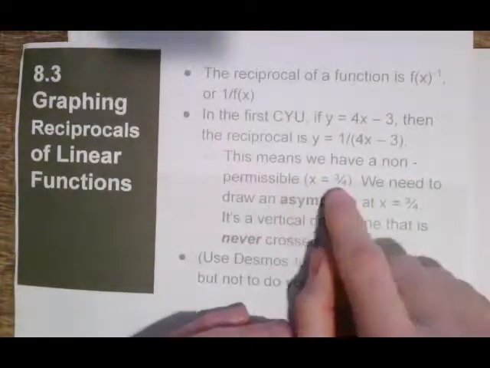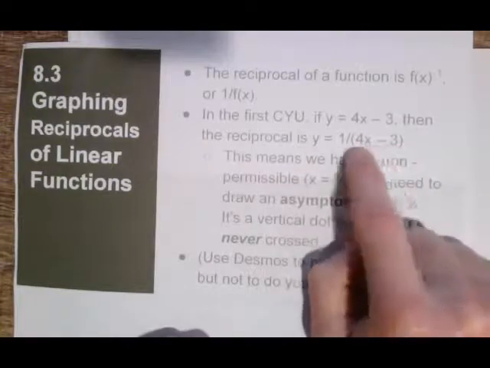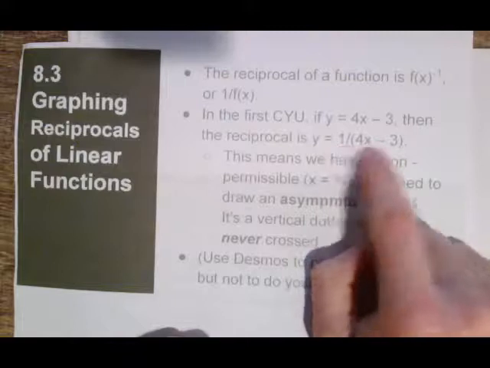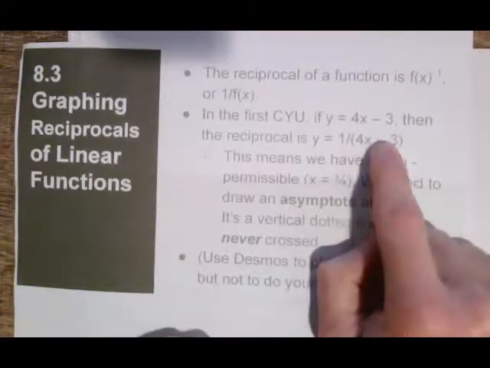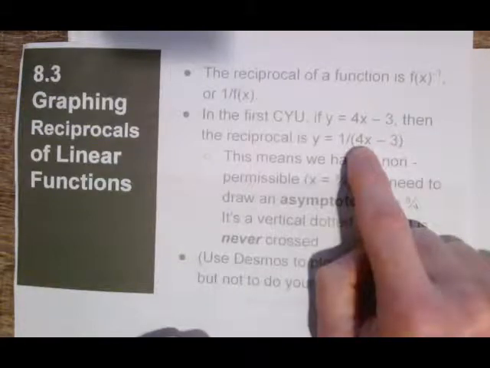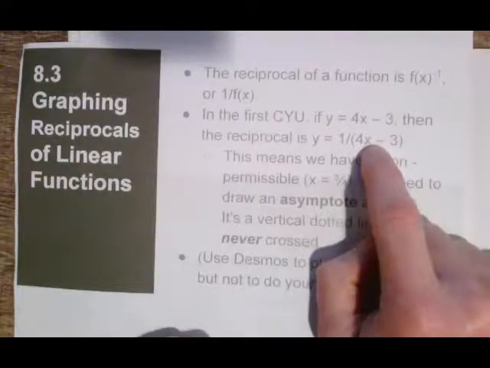That means we have a non-permissible x equals 3/4, right? Because we can't have 0 on the bottom. We could solve for x in this situation. If this whole thing equals 0, add 3 to both sides. So now you've got 4x equals 3, divide both sides by 4, x equals 3/4. That would make it 0.